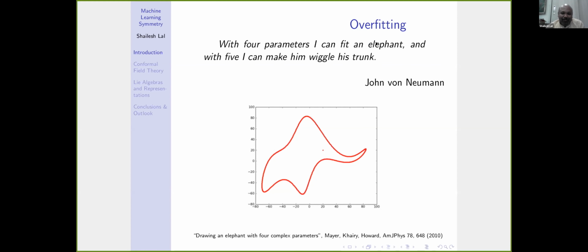I don't know if this is apocryphal or not, but it is definitely attributed to John von Neumann. The statement is that with 4 parameters I can fit an elephant, and with 5 I can make him wiggle his trunk. It was realized by these people that this is not an empty threat. This can actually be done. So here's an elephant which was drawn with 4 complex parameters, but 4 parameters nonetheless. So there you are. It's not really an empty threat.